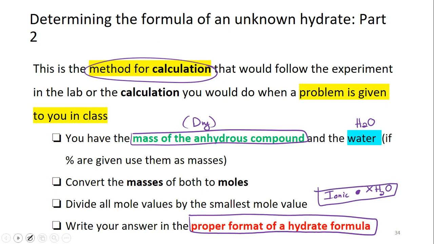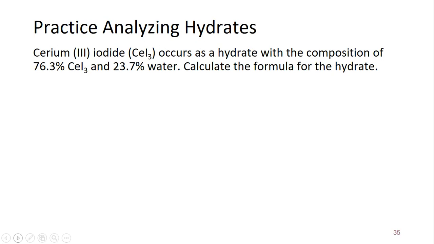So let's do an actual problem. Here's a question. Cerium iodide, or cerium 3 iodide, occurs as a hydrate with the composition of 76.3% cerium iodide and 23.7% water. They want you to calculate the formula of the hydrate. So what you are trying to calculate here is cerium 3 iodide dot, and you don't know what this x is. That's what you're trying to calculate. How many water molecules go over there?